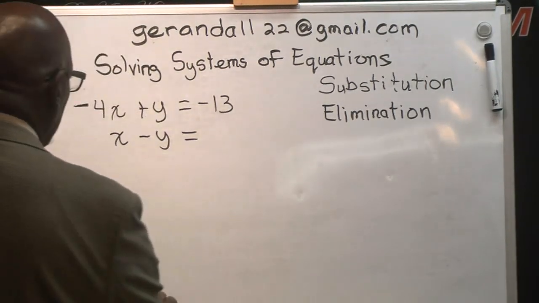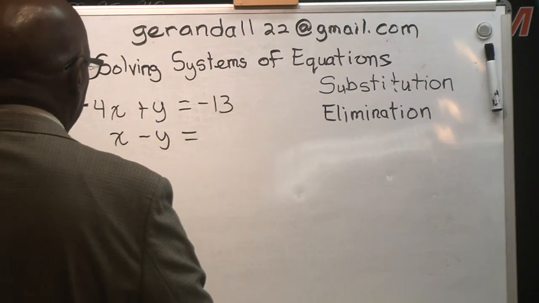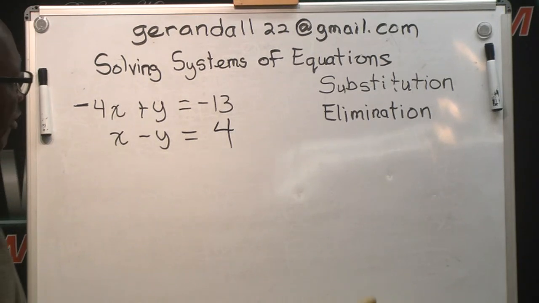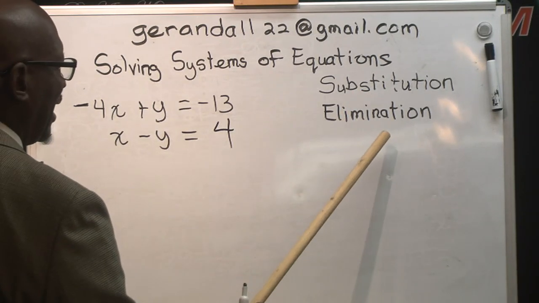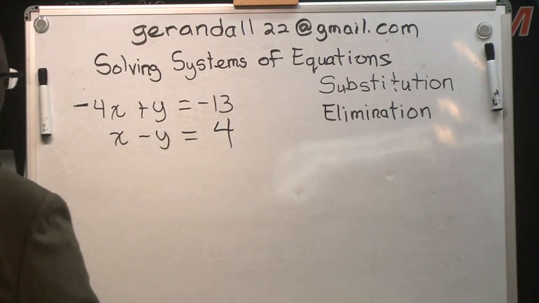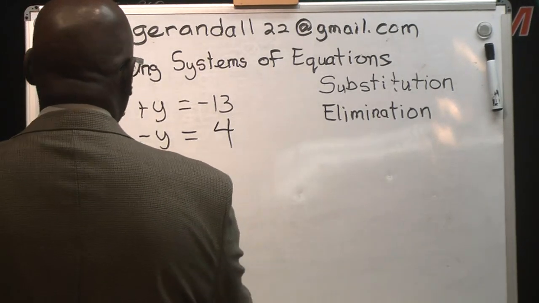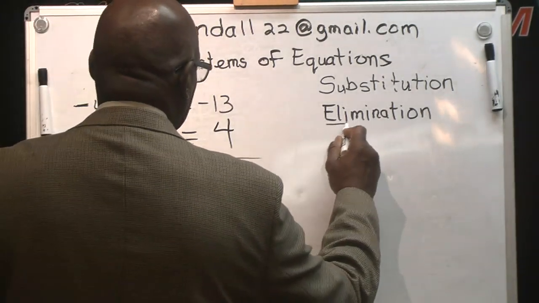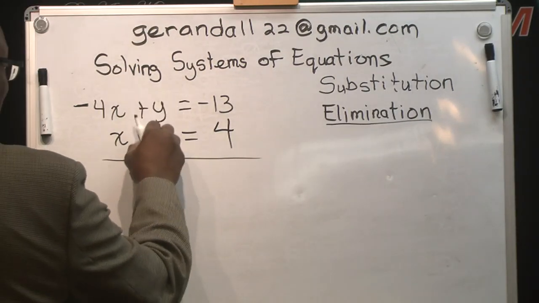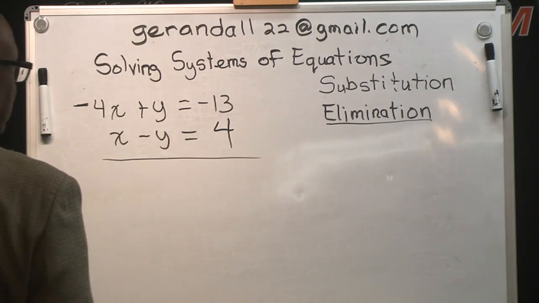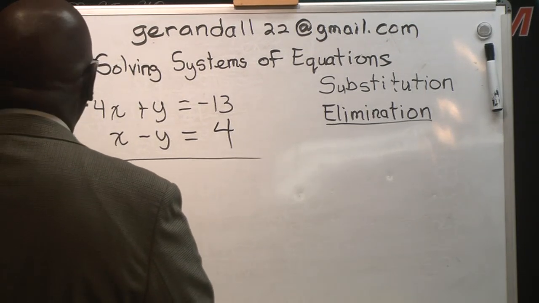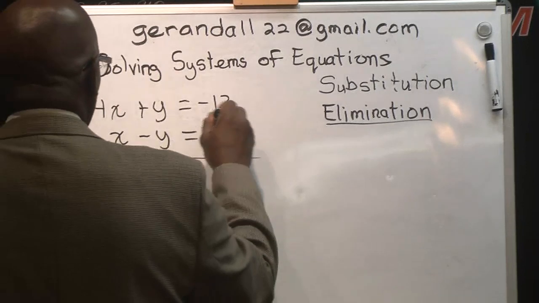So let's look at this first question. And the way we're going to solve this, there are various methods. We have substitution and elimination. We can do what's called elimination first. And what we have to do is isolate or eliminate one of these variables. And we can do this in several ways.